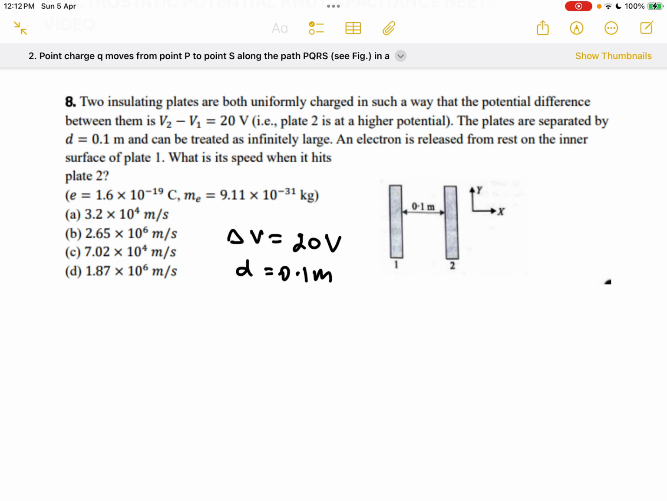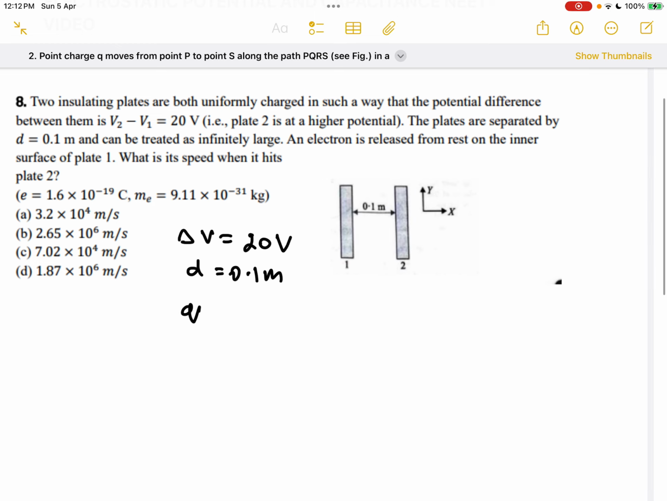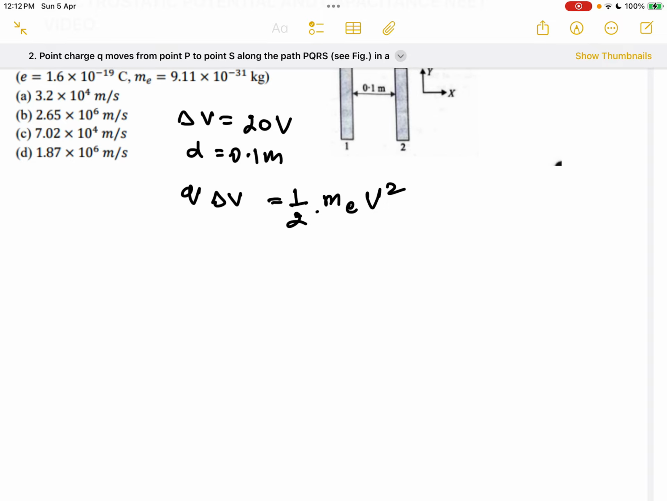Let's figure out. All that matters is the potential difference. The potential difference has been given. Potential energy of the charge, which in this case is the electron, q into delta V, becomes kinetic energy, half mass of the electron into velocity of the electron squared. So the velocity would be equal to root of 2 e delta V divided by mass of the electron.